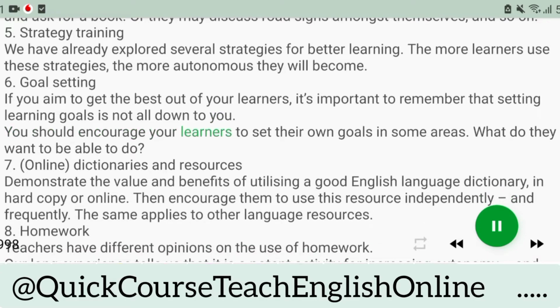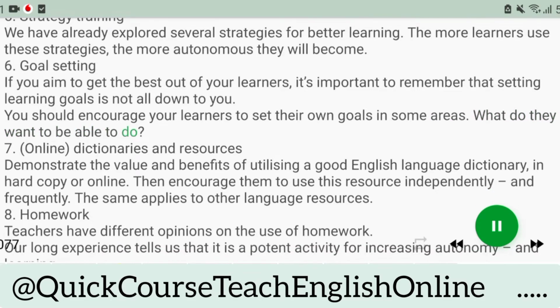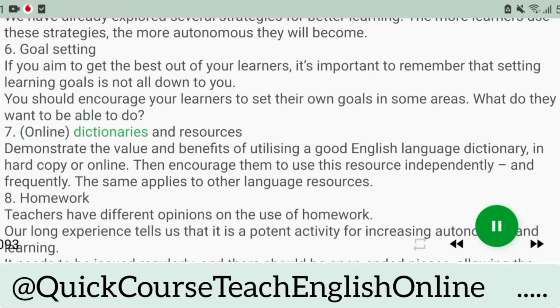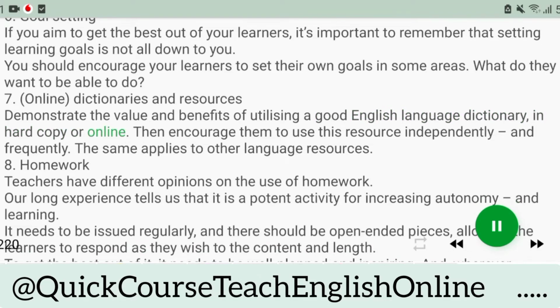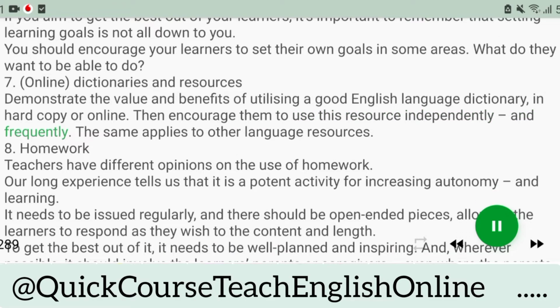You should encourage your learners to set their own goals in some areas. What do they want to be able to do? 7. Online dictionaries and resources. Demonstrate the value and benefits of utilizing a good English language dictionary, in hard copy or online. Then encourage them to use this resource independently, and frequently. The same applies to other language resources.